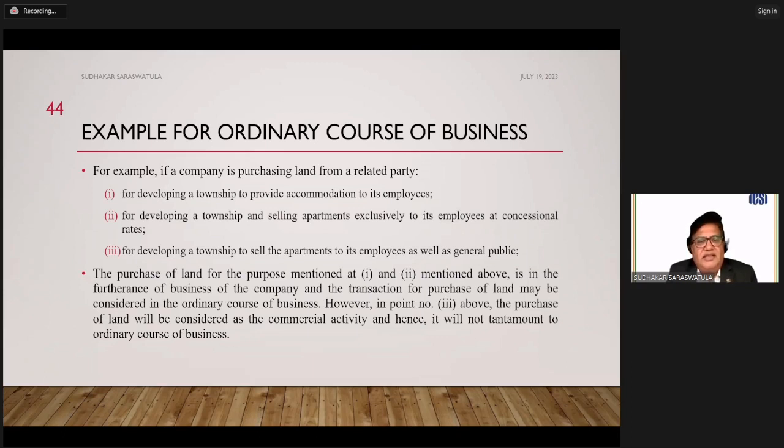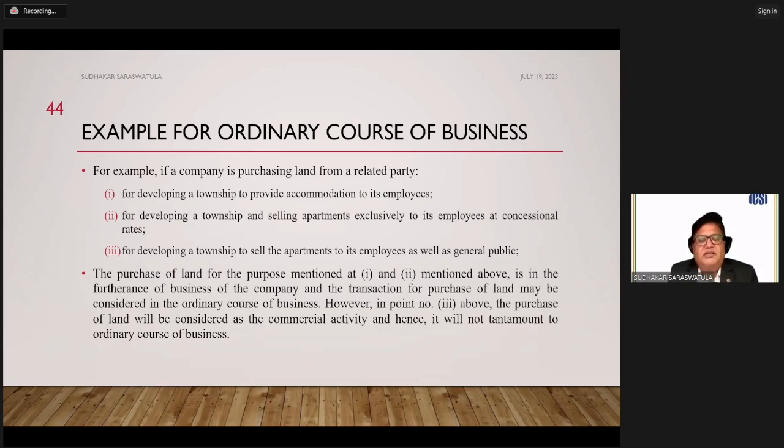Again, the answer is yes, because here what I am doing is just like employee stock options. I am giving a benefit to my employees. I am giving them some kind of benefit if they work with me for a particular period of time, because I need that kind of continuity and consistency in my employment. So I'm giving an offer to them. This is again furtherance of my business. So I can always justify that it is in the ordinary course of business.